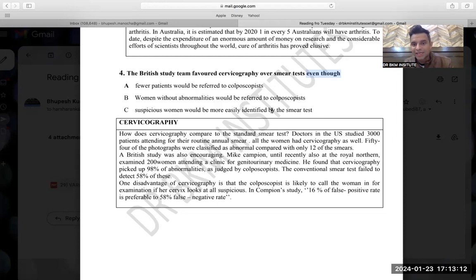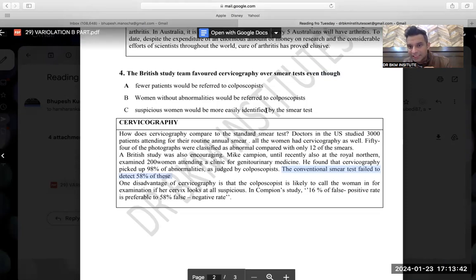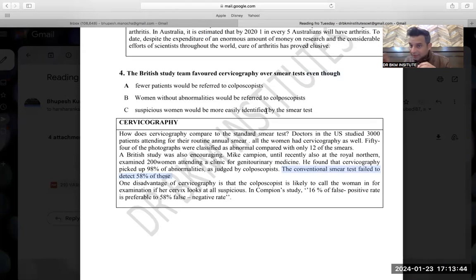Suspicious women would be more easily identified. Now, elimination method. Suspicious women would be more easily identified by the smear test. The smear test cannot identify more women, because the smear test failed to detect 58%. So the smear test has less chance of picking up abnormalities. So suspicious women would be more easily identified? No, it is the other way round.